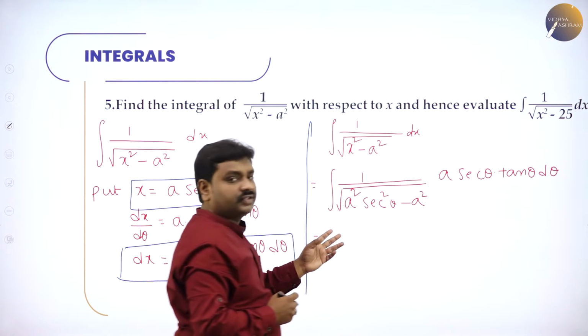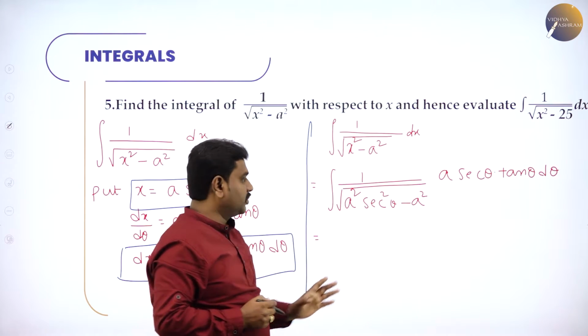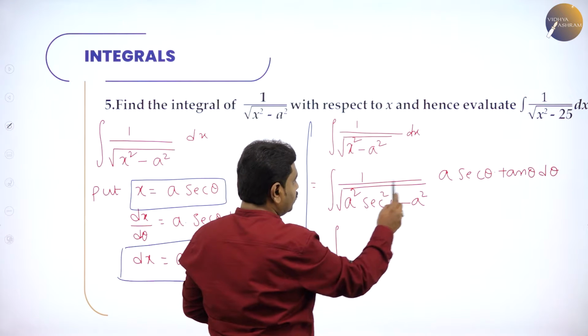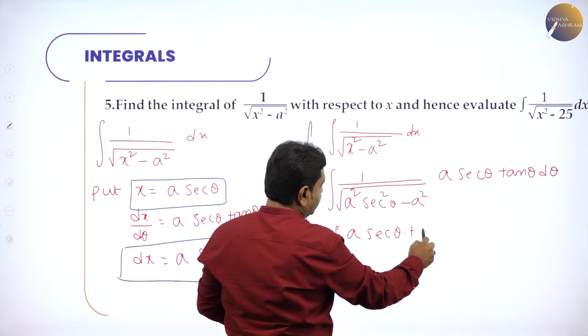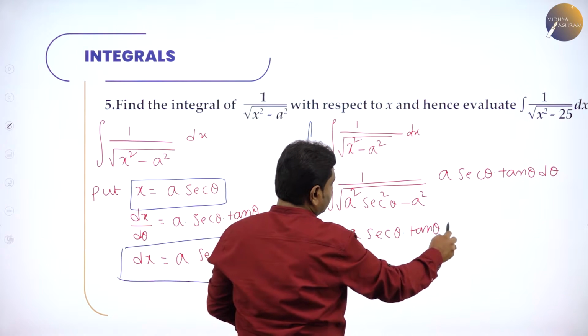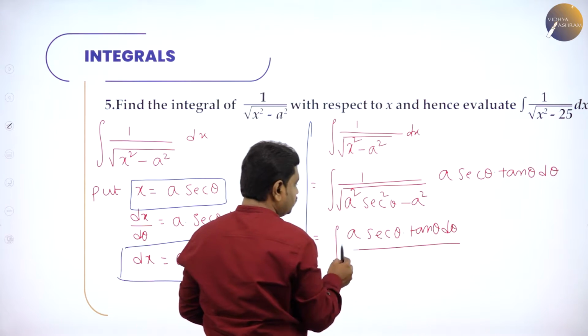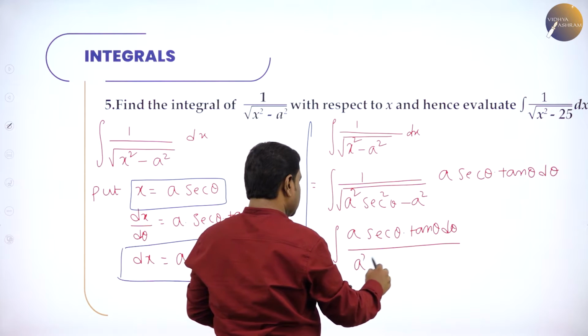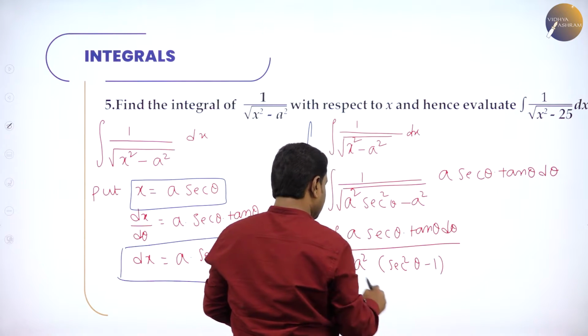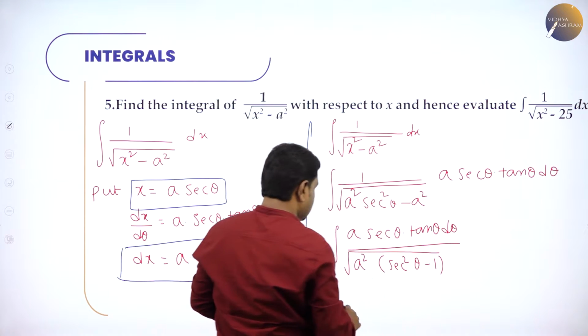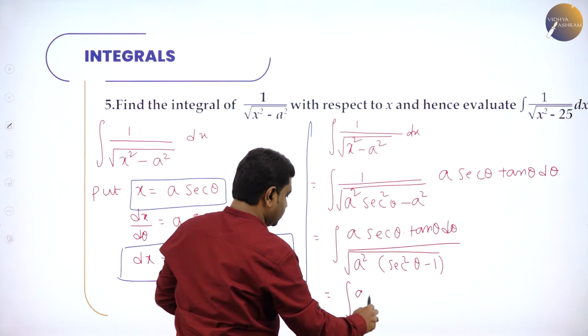Now simplify this. In these two you can take a square common. So numerator 1 into this, so the numerator becomes a secant theta into tan theta into d theta. Denominator, in these two take a square common. So it becomes secant square theta minus 1 under root. So the numerator is a secant theta tan theta.